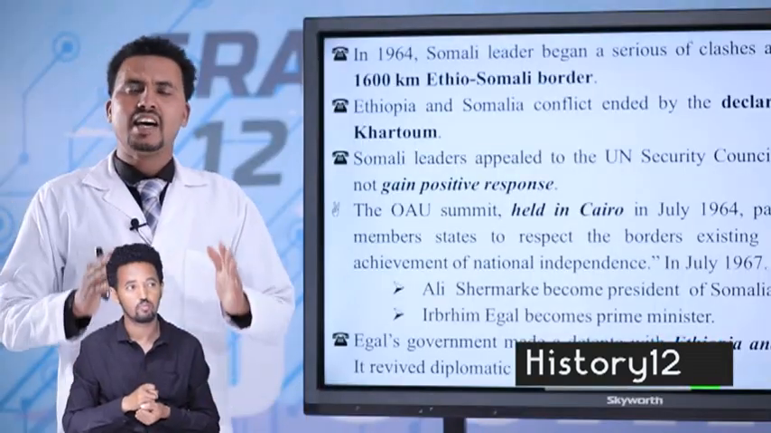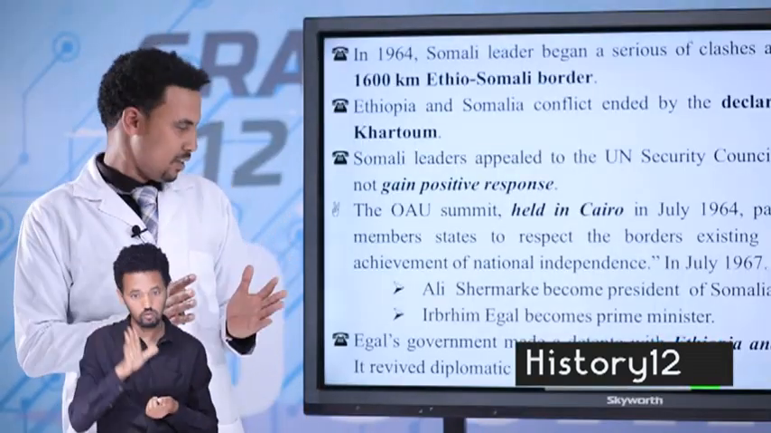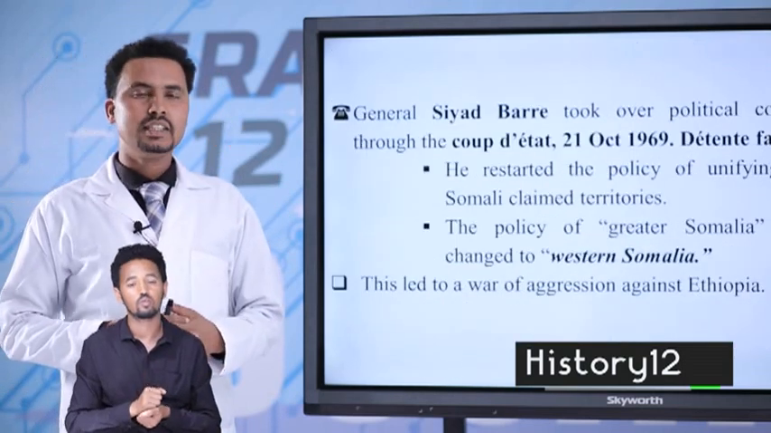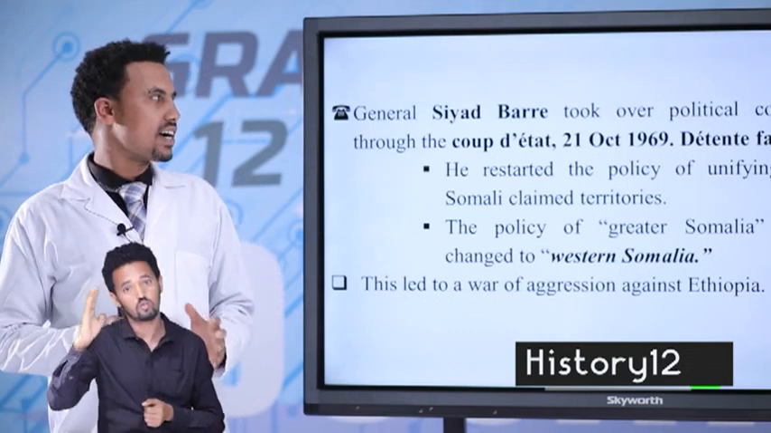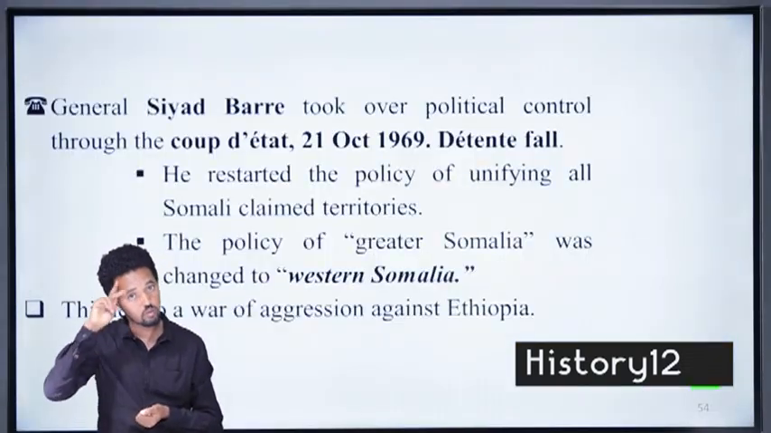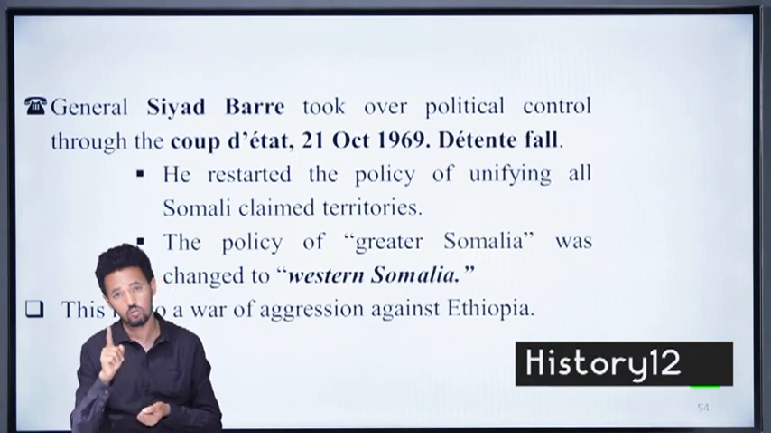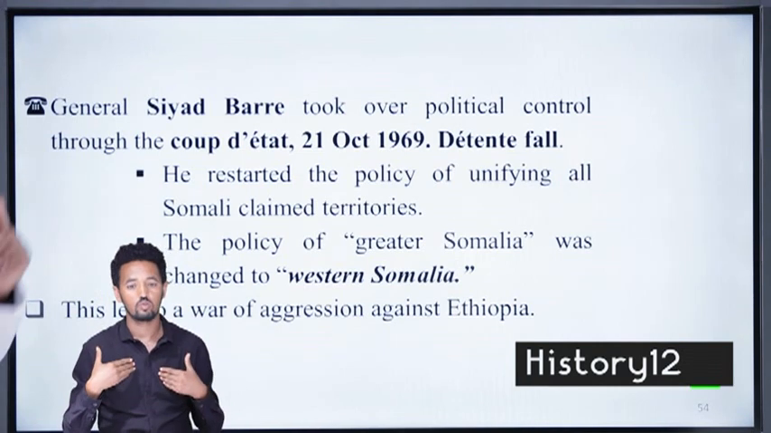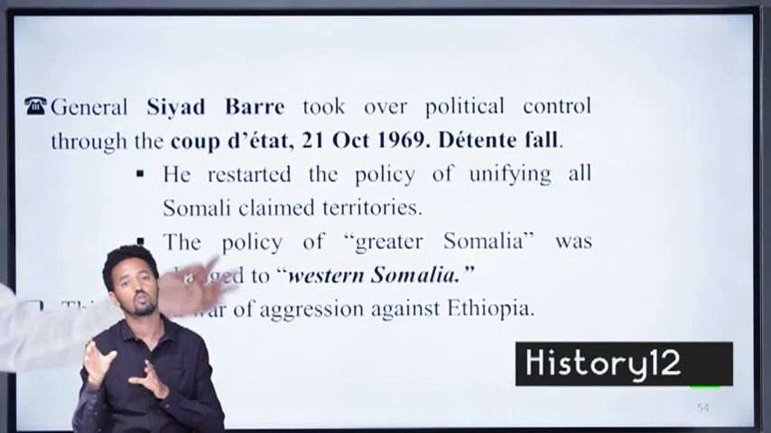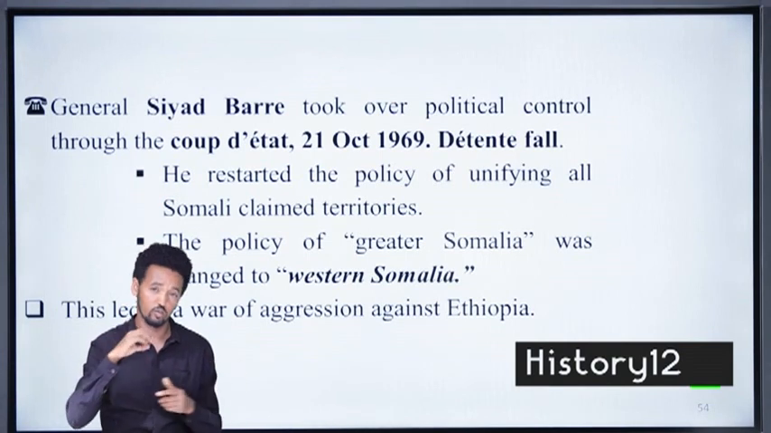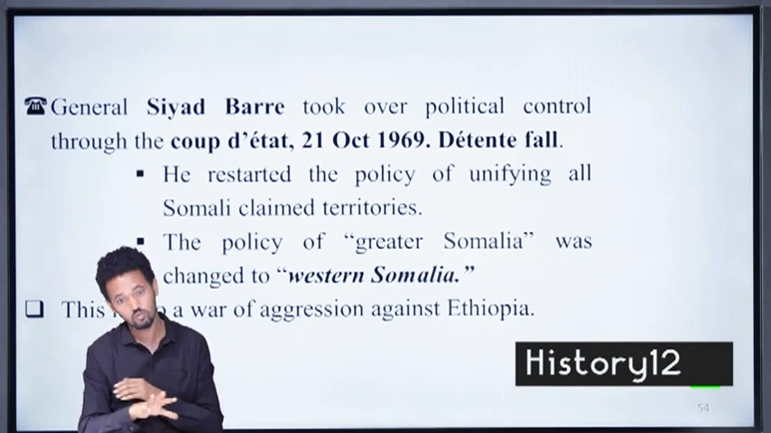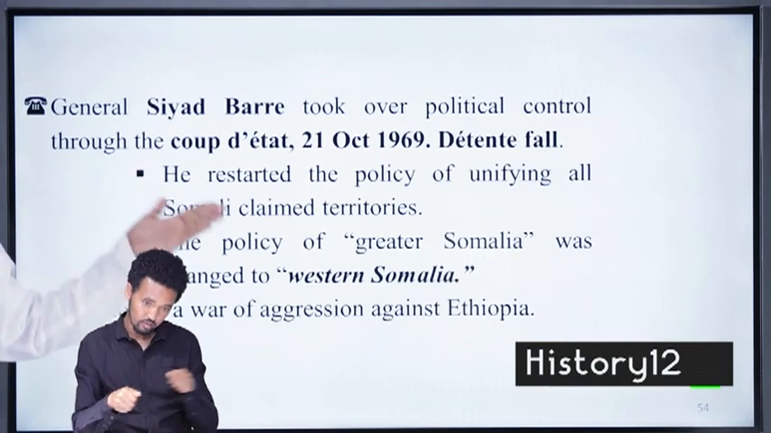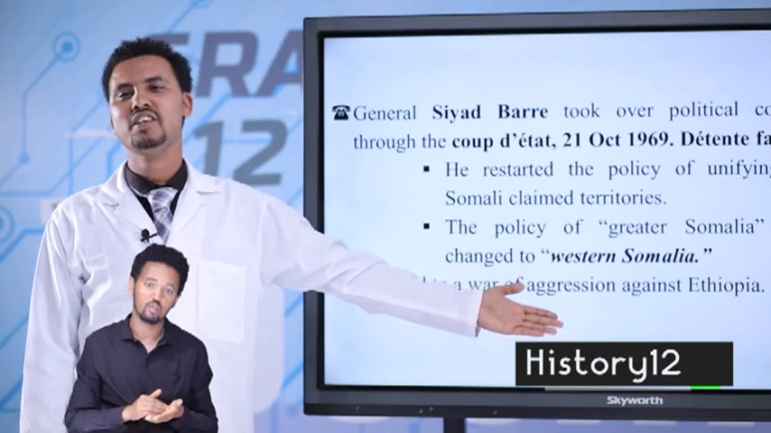Ibrahim Igal and Ali Sharmarke followed detente, but later General Said Barre, or Ziad Barre, took over political control through a coup on 21 October 1969. The detente failed. He restarted the policy of unifying the Greater Somalia in the Horn of Africa. The policy of Greater Somalia was changed to Western Somalia. This led to aggression of Somalia against the border of Ethiopia.